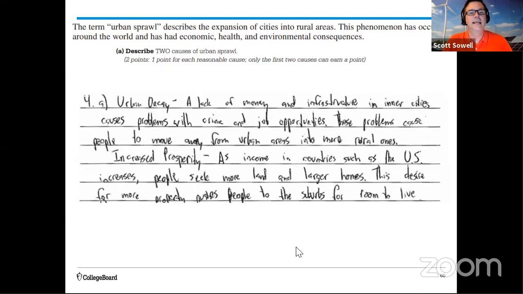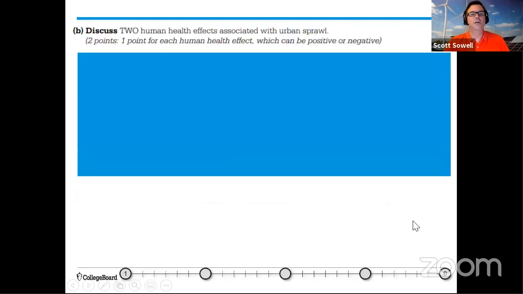Okay, there's one. Increased prosperity. As income in countries such as the US increase, people seek more land and larger homes. This desire for more property pushes people to the suburbs for more room to live. So good, just two good descriptions of why we would see that sprawl.